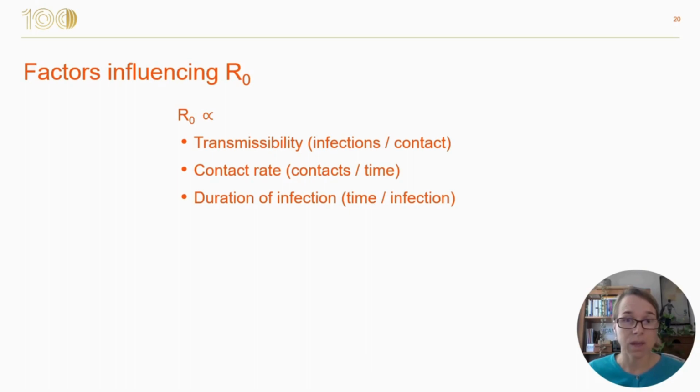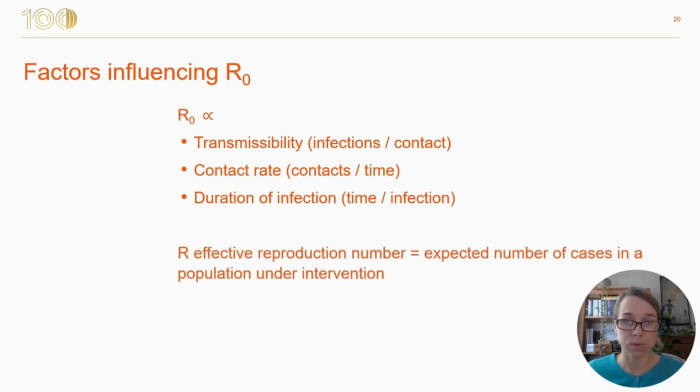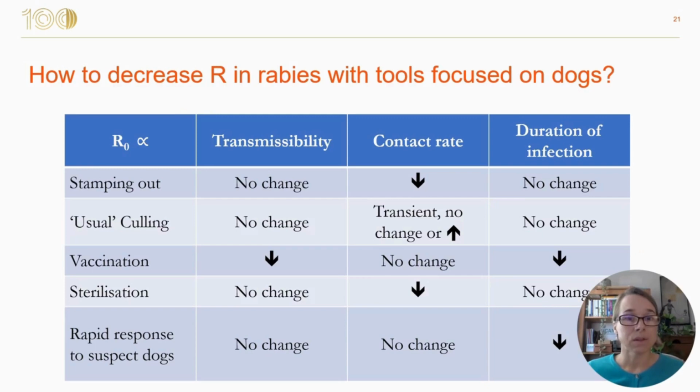And now we're talking about R, not R0, and R is the expected number of infections in a population that is under intervention, no longer naive and totally susceptible. And the closer we can get R to 0, the faster we can eliminate the disease. So now let's look at the tools we have available to us in the veterinary community to influence the R of rabies in dogs. So first we have the oldest tool, stamping out to reduce contact rates.